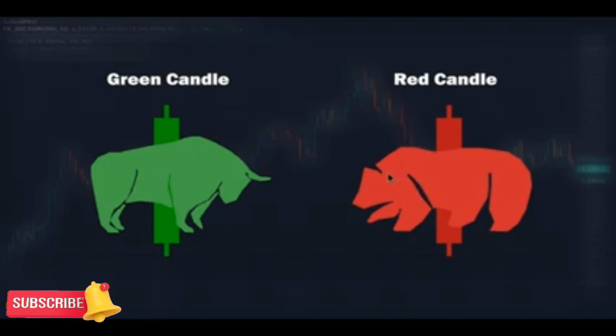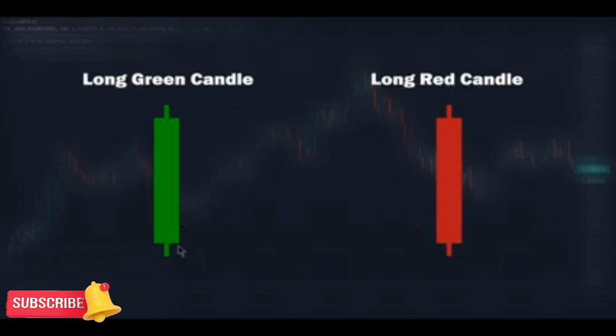So now you understand why the open and close are important, because by knowing the opening price, you have an early view of the battlefield, and by knowing the closing price, you realize who had the upper hand in that session. So a long green candle, like the one you see here that has a long body and small shadows, shows a bullish period, and a long red candle shows a bearish period. The longer the body and the smaller the shadows, the stronger the candle.